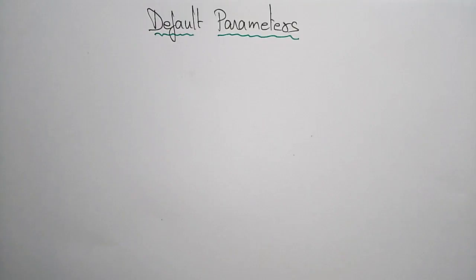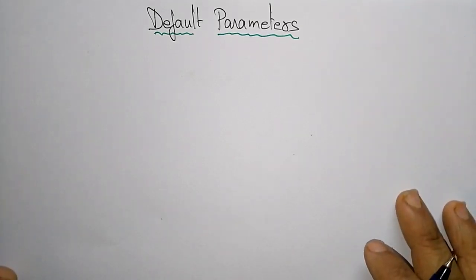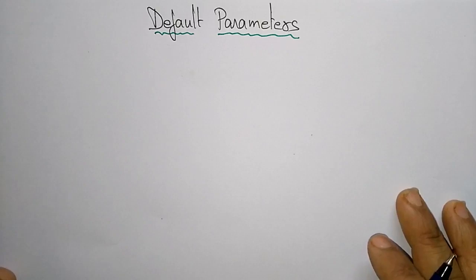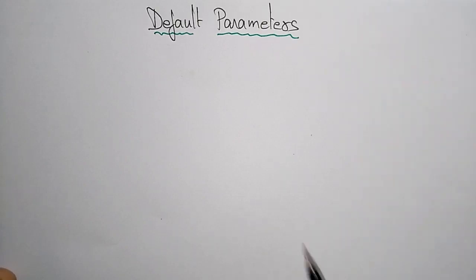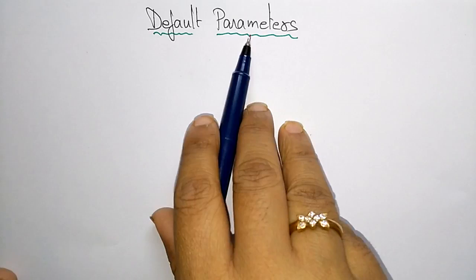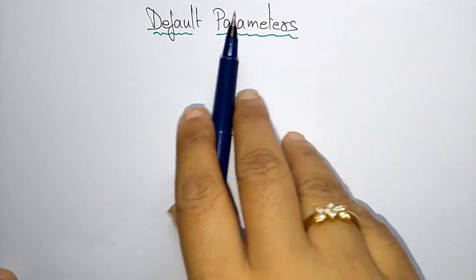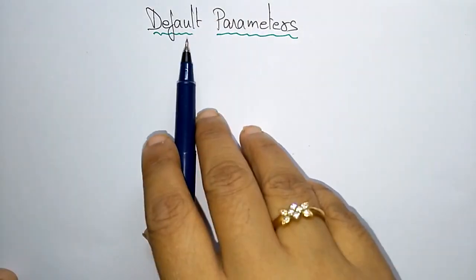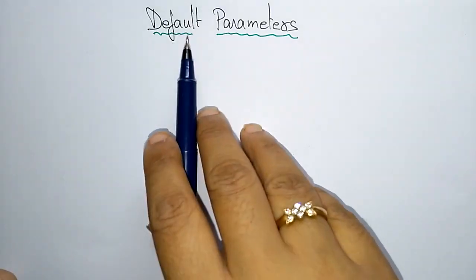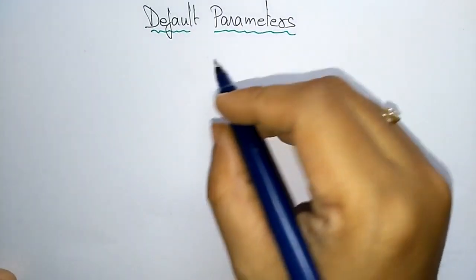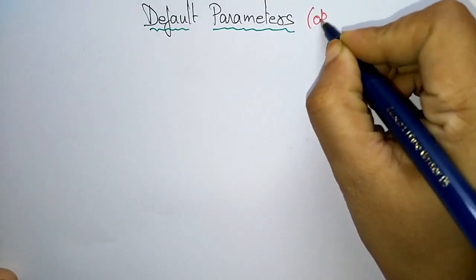Hi students, coming to the next topic in the subject object-oriented programming languages, default parameters. So what are default parameters? The name itself says it: parameters are nothing but variables. Those variables hold default values. Default parameters are also called optional parameters.